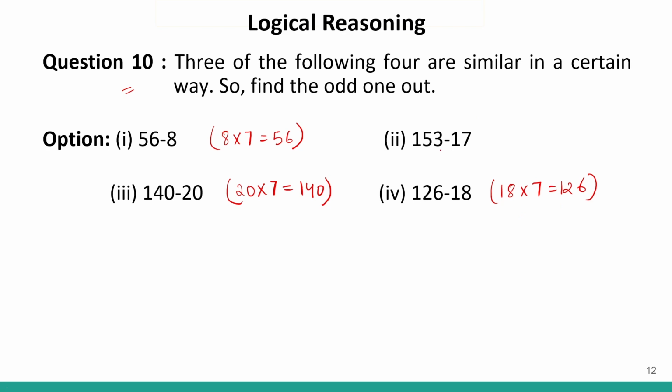Correct? Now let us check for option number 2. So option number 2, 17 into 7 will give me how much? 7 7s are 49. 4 will be carried. 7 plus 4 will be 11. So this will be 119 but not 153. So in each case, the second digit was being multiplied by 7. Correct? But in this case, the second digit is not being multiplied by 7. The answer would be different. If it would have been like this, it would be correct. But 153, 117 is not correct. Therefore, option number 2 will be the correct answer to this question. Clear?